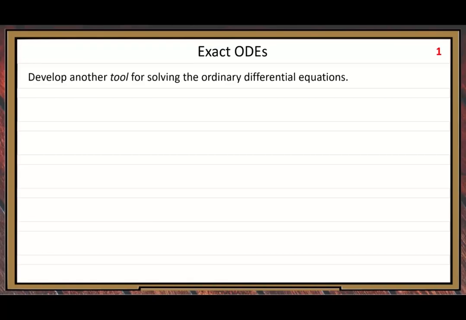So let's look at the new method. We want to add a new problem-solving tool in our toolbox. All right. So this time we try to use a different view to look at the ODE. So let's look at the general form. This is an explicit first order ODE form, very general.